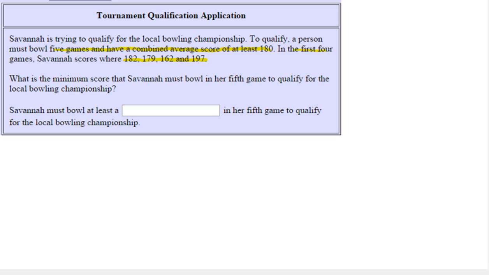Now here comes our question, our goal. What is the minimum score that Savannah must bowl in her 5th game to qualify for the local bowling championship? And then we'll need to put the number in here. So let's think about our unknown and what we're representing. First, notice what we're trying to find is her minimum score that Savannah must bowl in her 5th game. So let's call that N since we don't know what this is. N equals Savannah's score in her 5th game.